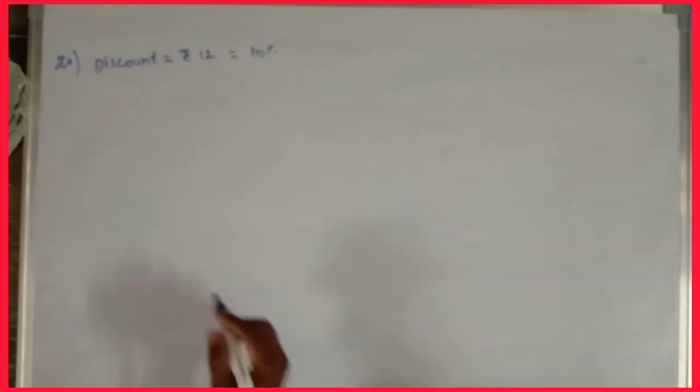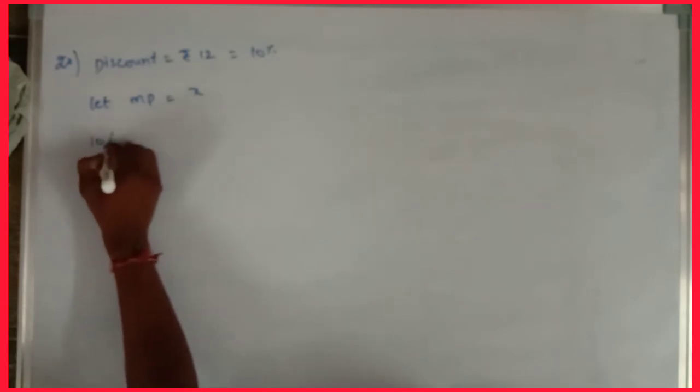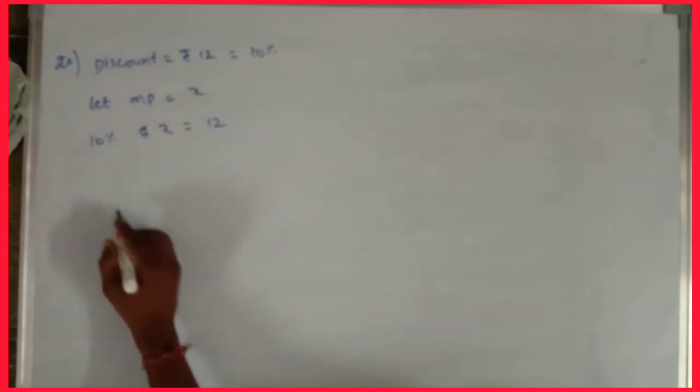Okay, the next question is, an article is marked up by 100%. If a discount of 12 rupees is equal to 10%, then find the cost price of the article. So here one article is there, but I don't know the article, but it is marked up by 100%. Then the discount I am giving is 12 rupees, and that is equal to 10%. So I don't know the mark price, so I am taking it as X. Let MP be equal to X. Now 10% of X is equal to 12 rupees.